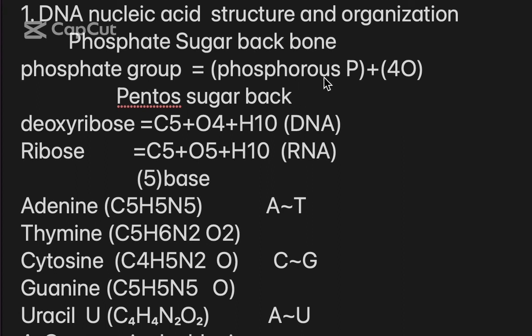Once we add the phosphorus group to the pentose sugar, this will be adenosine monophosphate. If there is only one phosphate group, that will be adenosine monophosphate, thymidine monophosphate, cytidine monophosphate, guanosine monophosphate, or uridine monophosphate. But we need almost 3 phosphates for making DNA.